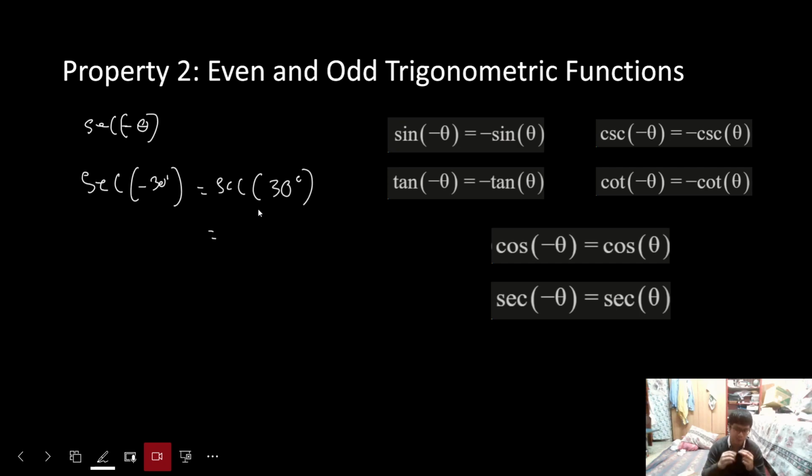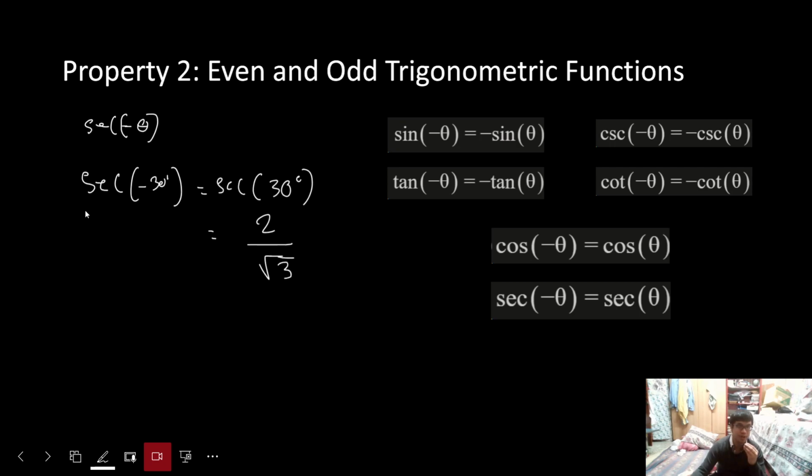No, wait. Let me just check. Let's just say this is 0, 1, 2, 3. No, it's 2 all over square root of 3. Okay? So this is 2 all over square root of 3.